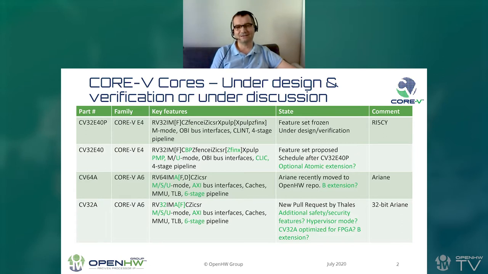And the other flavor is CV32A6, a more compact 32-bit version of Ariane when you don't need to address so much memory. The donation of the source code was very recent, and we are starting the work towards defining the detailed features and starting verifications.